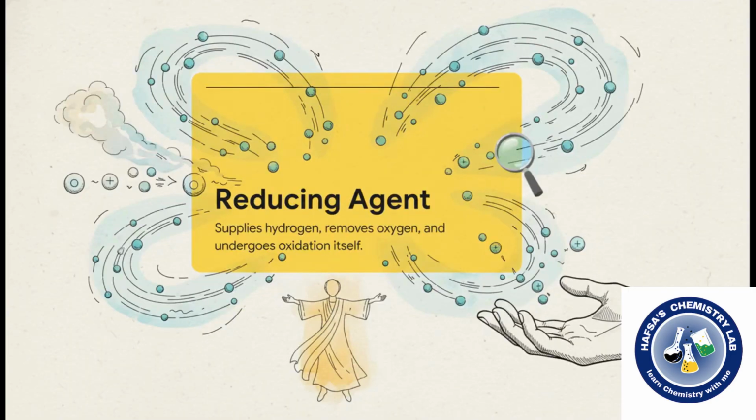Conversely, we have the reducing agent, or reductant. This is a substance that supplies hydrogen or highly electropositive elements. So the crucial takeaway here is that reducing agents actively sacrifice their own valence electrons to force reduction onto another substance. Because they are happily giving away their own negative charge, the reducing agent itself undergoes oxidation. It's essentially the ultimate chemical philanthropist, willingly donating its electronic wealth to drive the reaction forward.